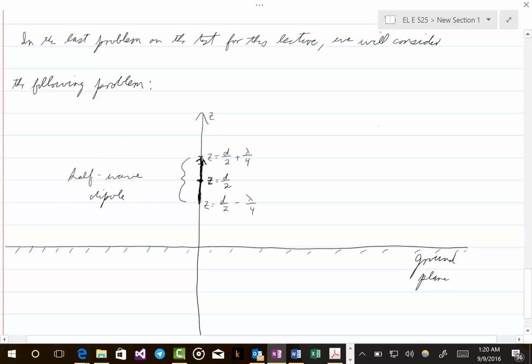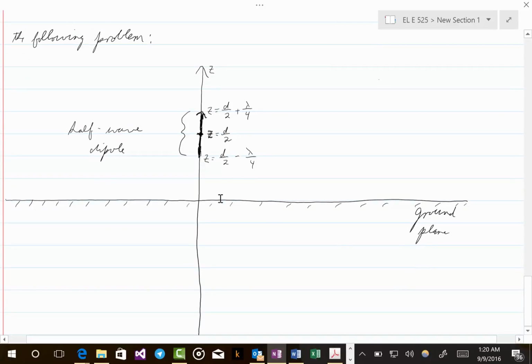Oh, and by the way, you may assume here that d over 2 is greater than lambda over 4. So there's no tricks going on. This dipole is definitely, the entire length of this dipole, even the bottom of it, is definitely above the ground plane. You don't have to worry about that. So we have this half-wavelength dipole here in space above a ground plane, and you're going to be asked to find the pattern that we would have in the region z greater than 0 for this case.